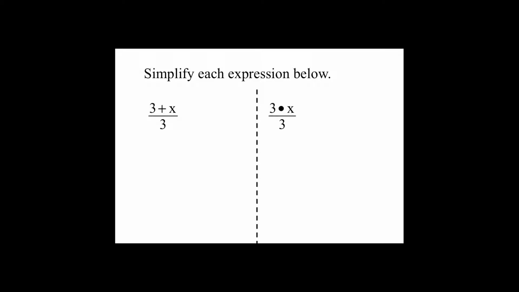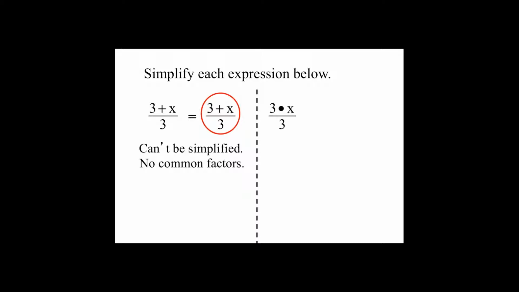All right, now let's take a minute and look. This is why we really can't factor out a binomial unless it looks exactly the same. If I get something like 3 plus x over 3, that's the simplified expression. If I get 3x over 3, I can divide out that common factor of 3 over the multiplication sign. And I end up with x.